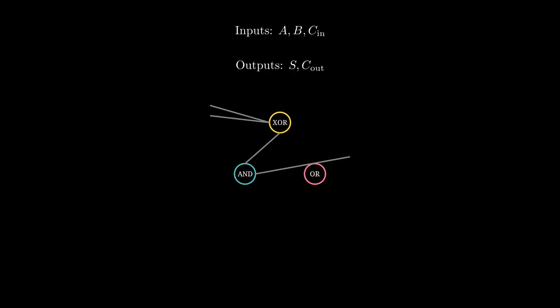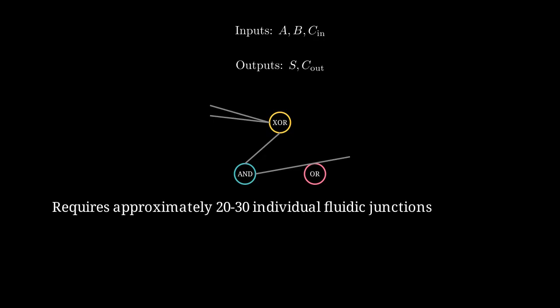The inputs are A, B, and C in for carry-in. The outputs are S for sum and C out for carry-out. A full adder requires XOR gates, AND gates, and OR gates connected in a specific network to perform addition correctly. Implementing a full adder in fluidic logic requires approximately 20 to 30 individual droplet junctions and merge points.